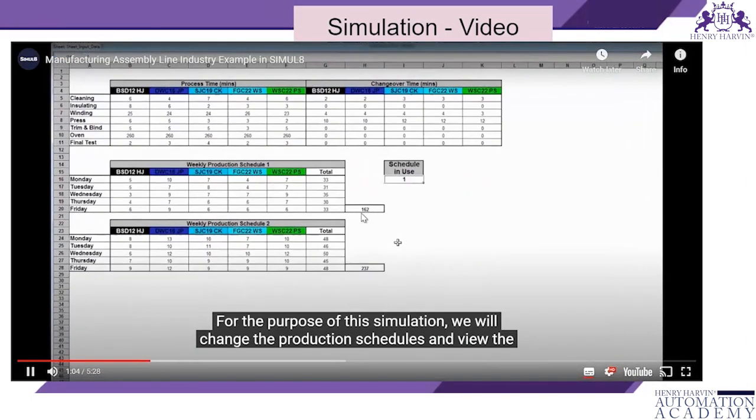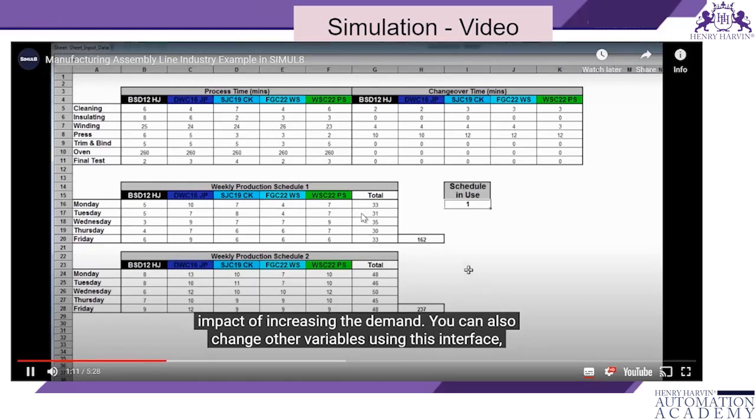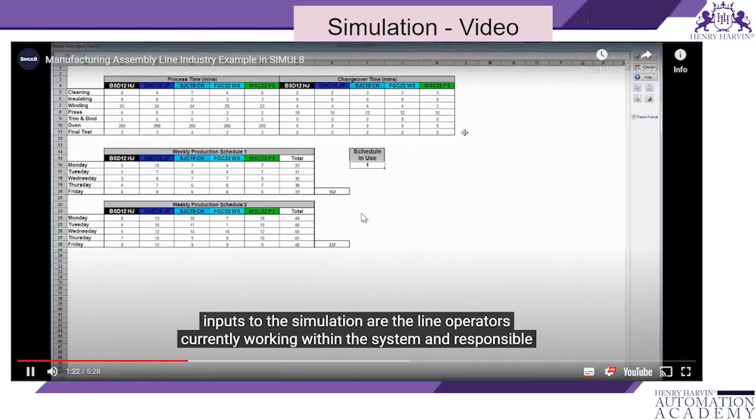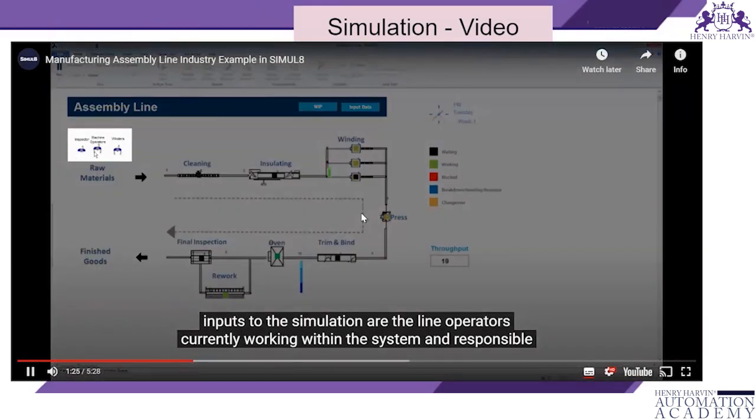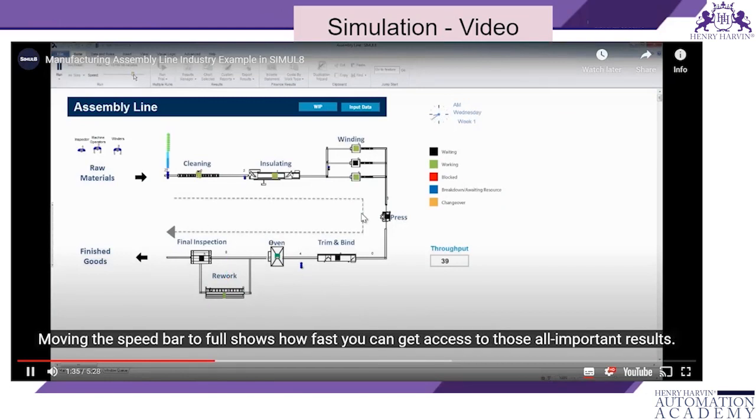For the purpose of the simulation, we will change the production schedules and view the impact of increasing the demand. You can also change other variables using this interface, such as the processing times for the machines based on the product type. You can also control the changeover times for the different machines based on the product type in the system. Other inputs to the simulation are the line operators currently working within the system and responsible for specific areas. Let's run the simulation to the end and check out some of the results for the 4-week period. Moving the speed bar to full shows how fast you can get access to those all-important results.